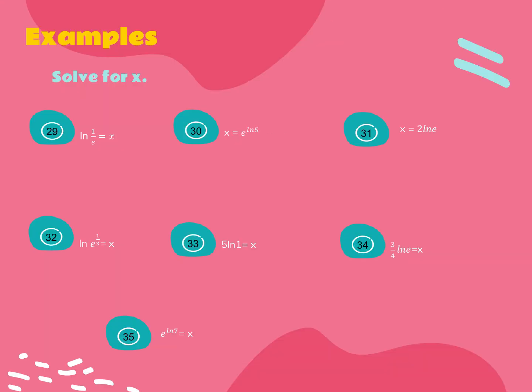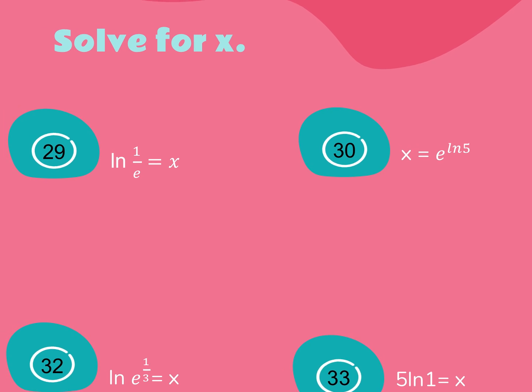All right, you guys, 7 more examples in this lesson, and they all have to do with ln. So let's start with 29. 29, I have ln of 1 over e equals x. Couple things that you could do here.